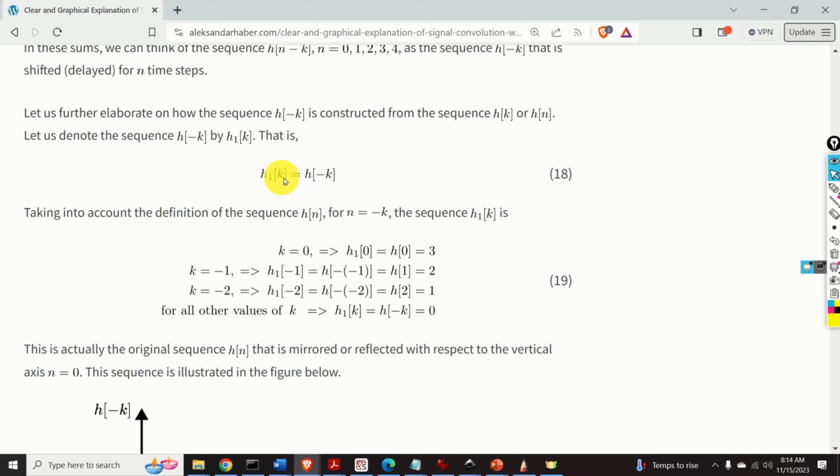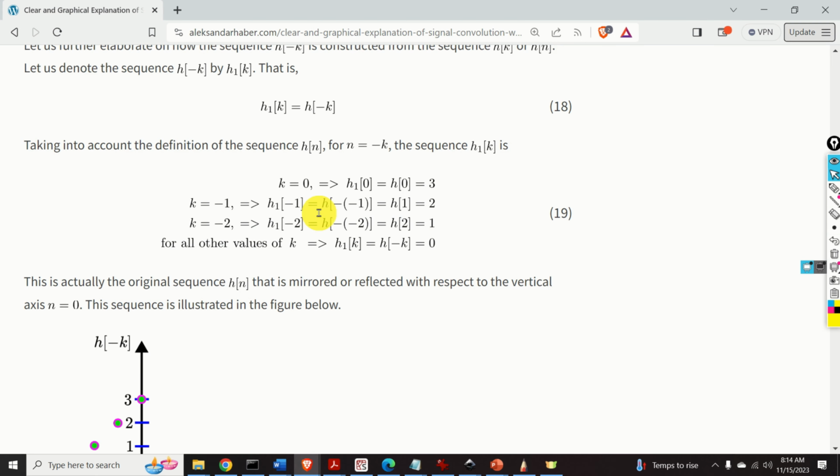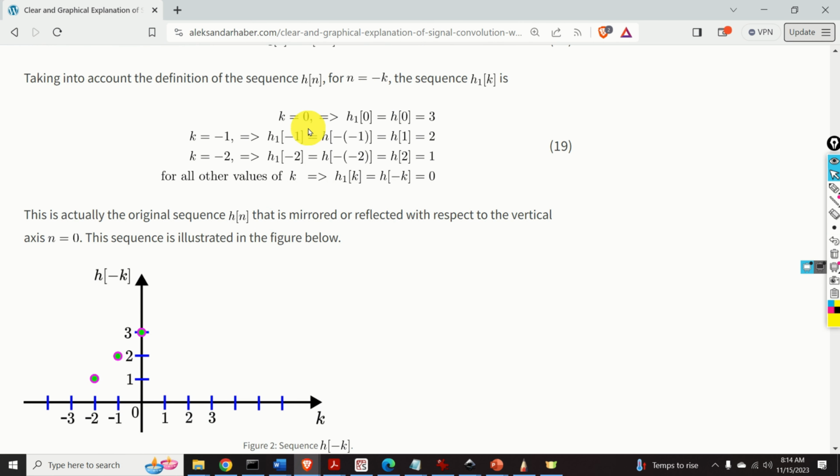That is, h1 of k is equal to h of minus k. Taking into account the definition of the sequence h of n, for n is equal to minus k, the sequence h1 of k is defined like this. When k is equal to 0, h1 of 0 is actually equal to h of 0 and it's equal to 3. When k is equal to 1, h1 of minus 1 is equal to h of minus k, where k is now minus 1, and consequently we obtain this expression.